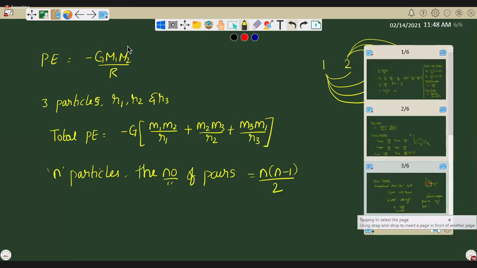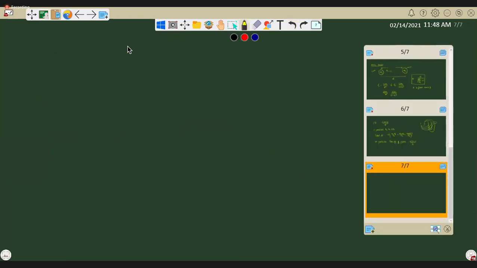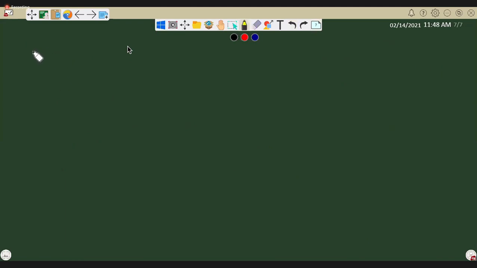Now let's go to the next one. The next one is gravitational potential energy of Earth. Since we have studied for a planet of mass M, let us come to Earth. Now tell me, what is your gravitational potential energy on the surface?